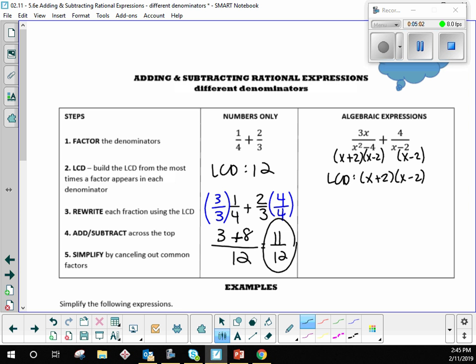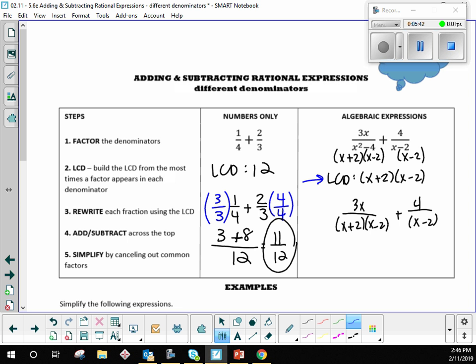Third step with the black and the blue ink, I do, in black ink, again, I'm going to do the original problem, but this time in the factored form. So 3x over x plus 2 times x minus 2 plus 4 over x minus 2. And then I multiply the top and bottom by whatever I need to get the common denominator. So in this first fraction, what do I need to multiply the bottom by to get this? Nothing, right? It's already there.